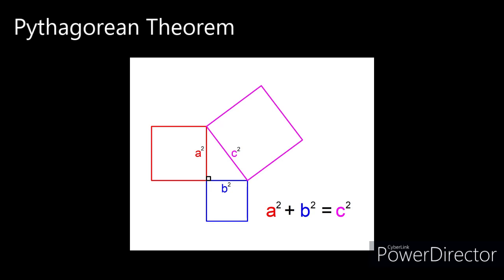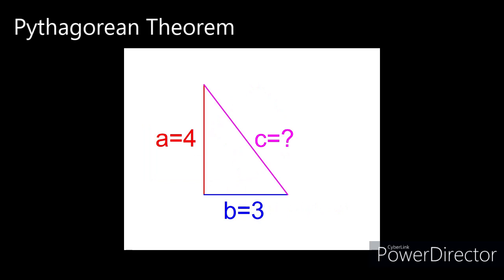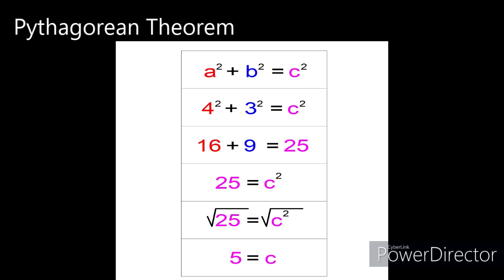To cite a specific example, let's assume that the base is 3 units long and the height is 4 units long. Using these values, the formula goes this way. 4 squared, which is 16, is added to 3 squared, which is 9. 16 plus 9 equals 25. Therefore, C squared is 25. And to get C, we need the square root of 25, which is 5.